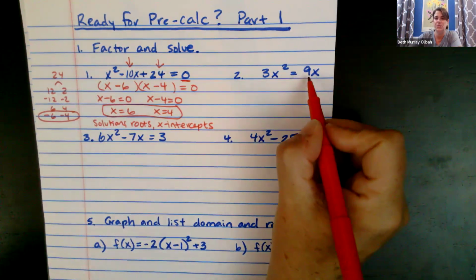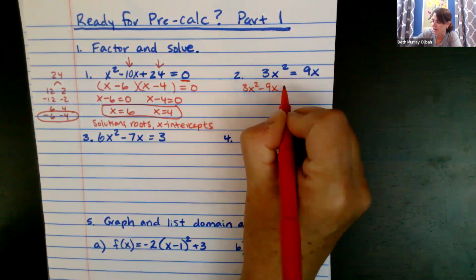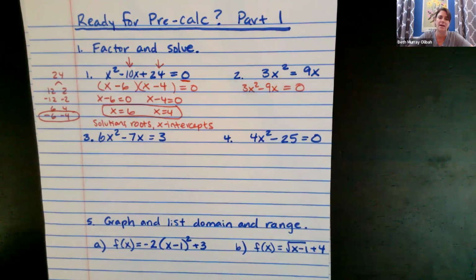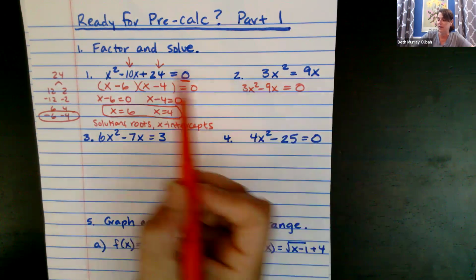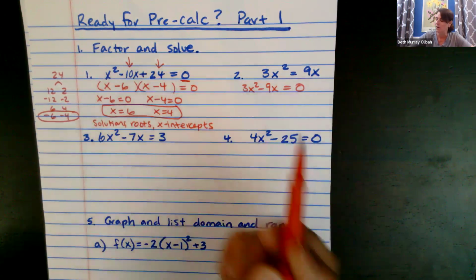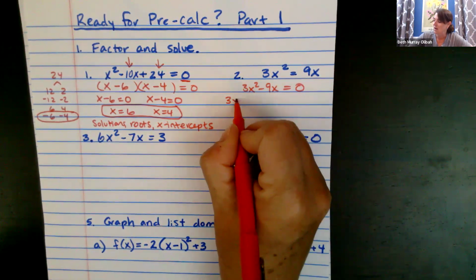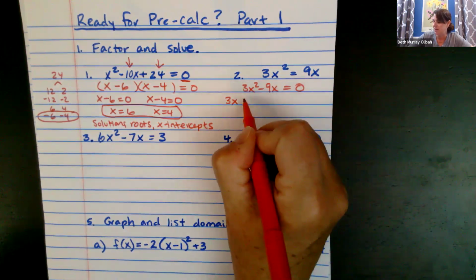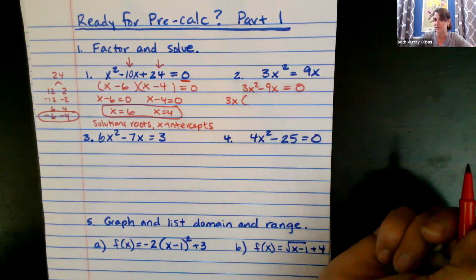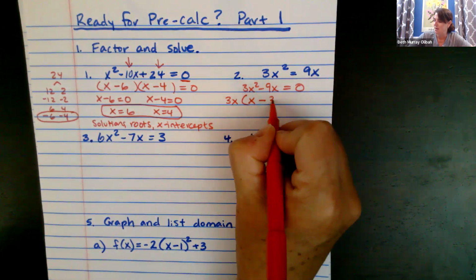Okay, for number 2, I don't have the 0, so I'm going to start by getting everything on one side, which means subtracting that 9x. Now I'm always going to try to take out a greatest common factor first if I could. I should have mentioned for number 1 that I did look to see if I could do that, but I couldn't. So I can take out a 3 from both of these, and I can also take out an x. So that is the GCF, greatest common factor. If I take that out, which means divide, I would have x minus 3.